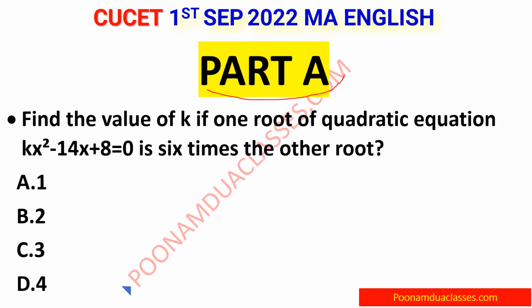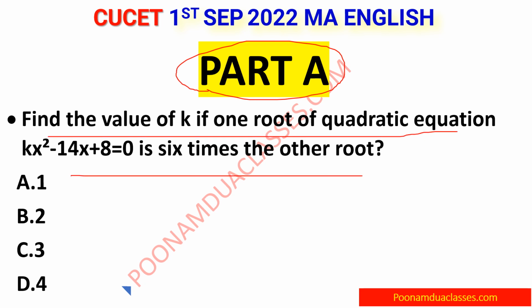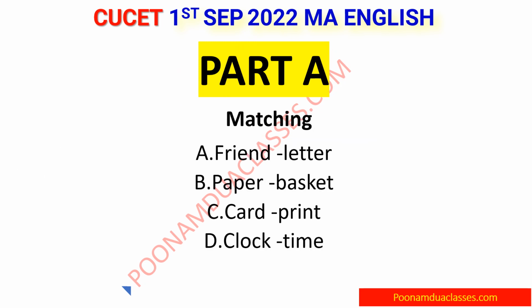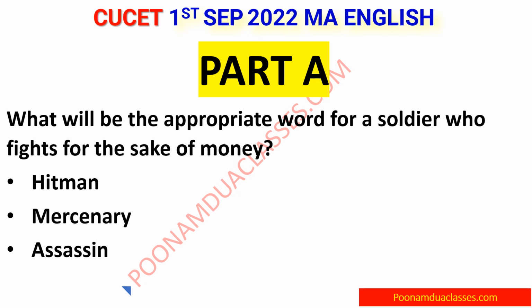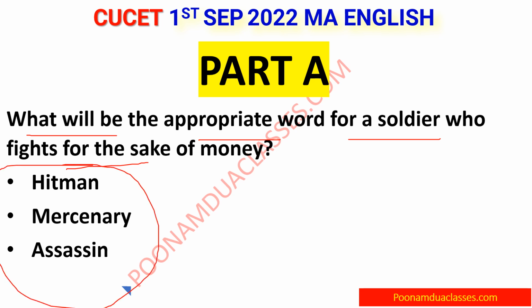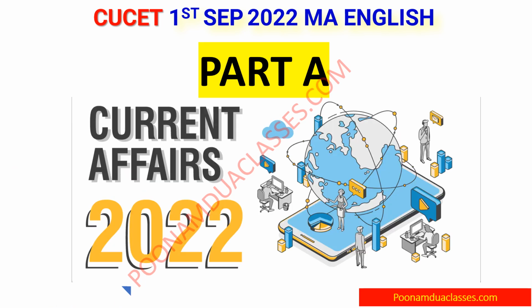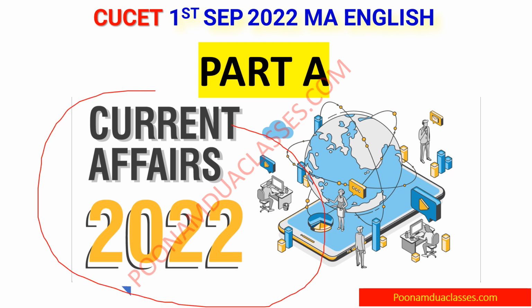Then again in Part A there was a quadratic equation related question. We were supposed to find out the value of k in this equation. One question was related to matching. We were supposed to match List 1 and List 2. And one question: what will be the appropriate word for a soldier who fights for the sake of money? These were the options. And there were some current affairs questions as well.